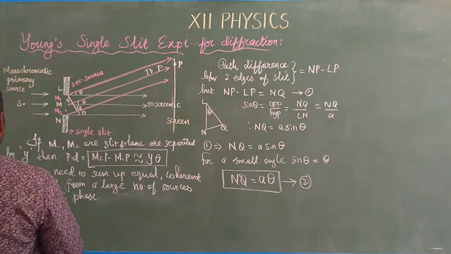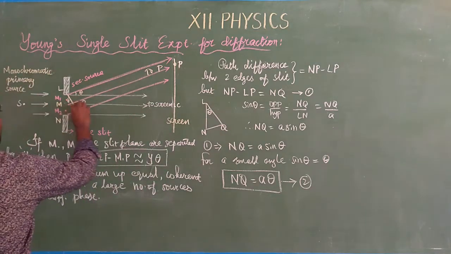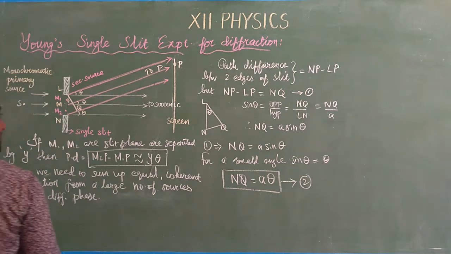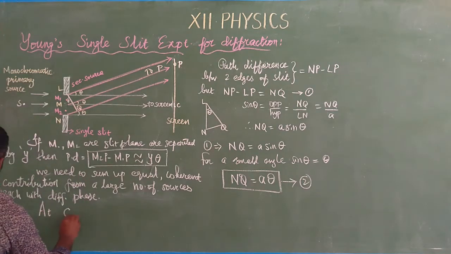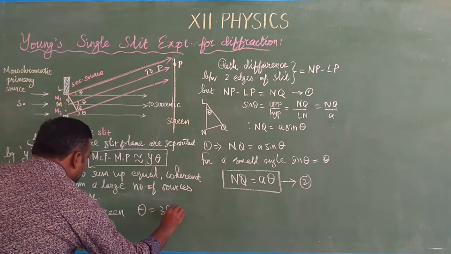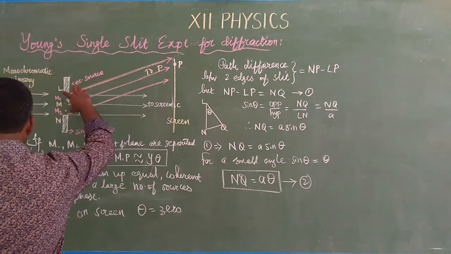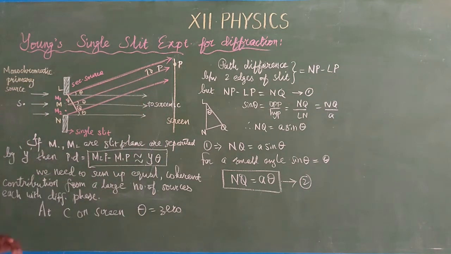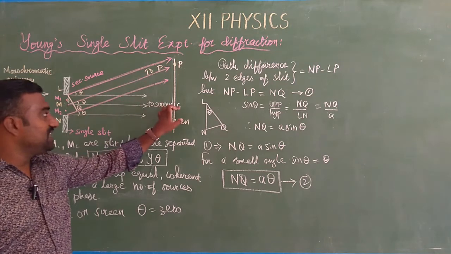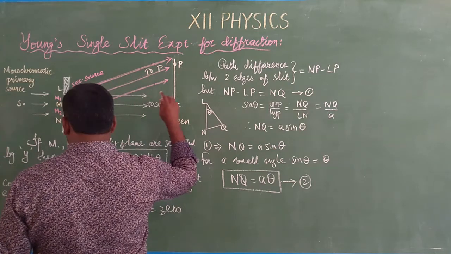So at C on the screen, theta is equal to 0. Is there an angle? At the center of the screen, we have no angle. So we'll write it here: at C on screen, theta is equal to 0. Okay, so all the path differences are 0. So all the split planes contribute in phase to give the maximum intensity at C. The perpendicular line drawn from the source to the slit meets the screen at the point C, so at that point we have a maximum intensity.